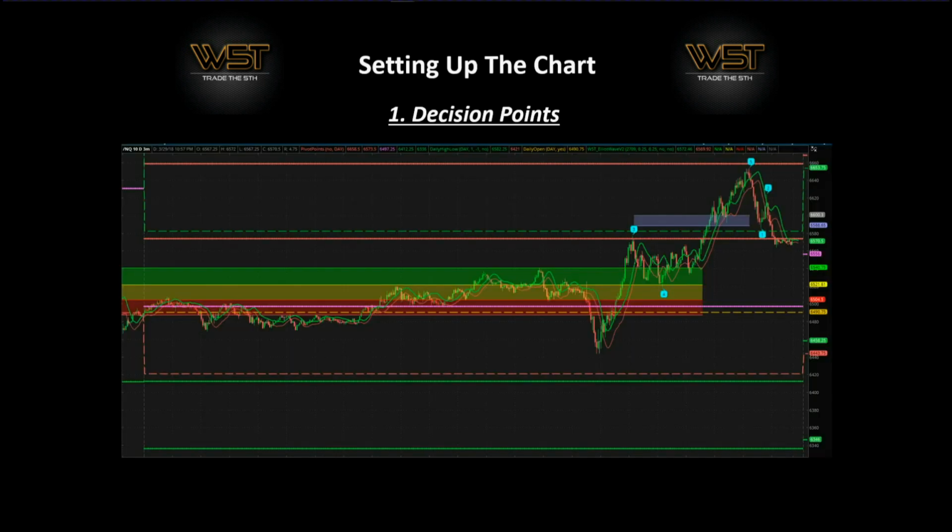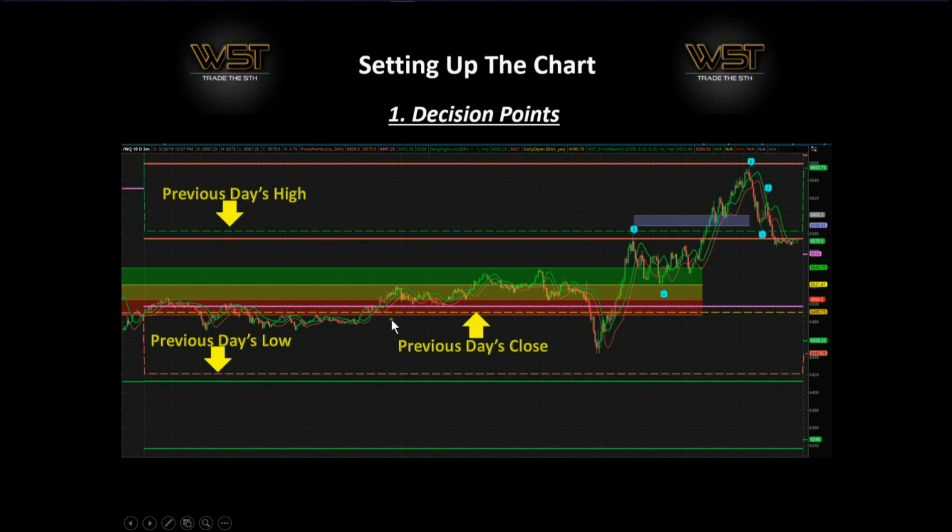Okay, so let's just go through those points and start setting up those decision points and setting up our chart. So the previous day's high is always a really good decision point, especially if we're going to see the wave 3 here. It was very close to that decision point there. We then have the previous day's low and the previous day's close, because that will always act as a good support and resistance level as well. So those will aid us when we're trying to make decisions.